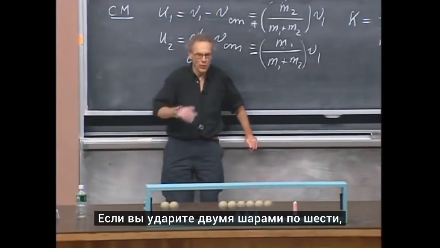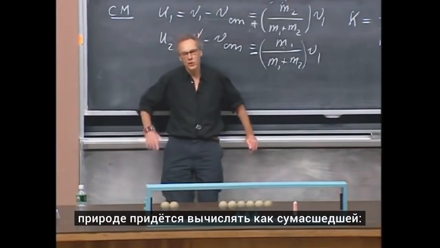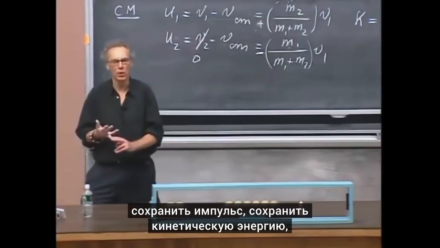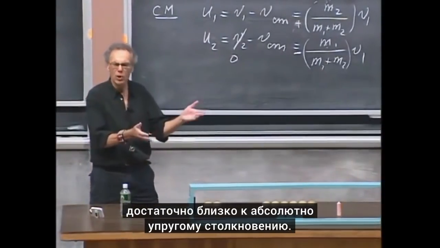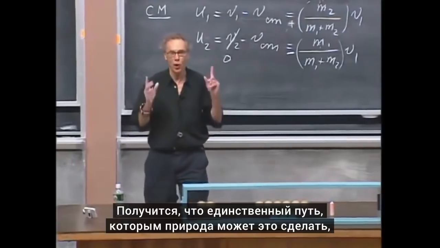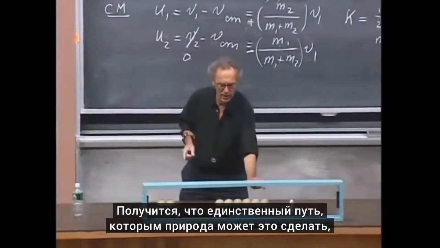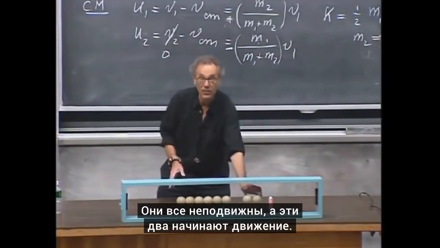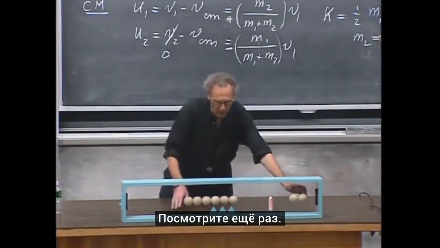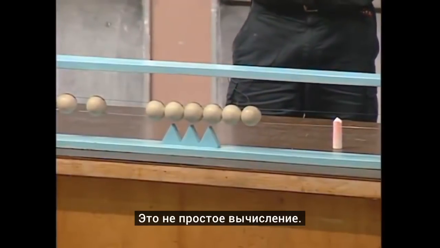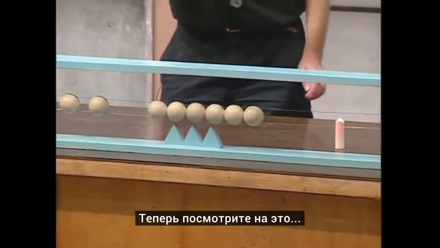If you slam 2 balls onto the 6, nature is going to calculate like mad to conserve momentum, to conserve kinetic energy, closely enough to a completely elastic collision. And out comes that the only way that nature can do it is the following. They all stand still, and these 2 take off. Look again. They all stand still, and these 2 take off. That's not an easy calculation.